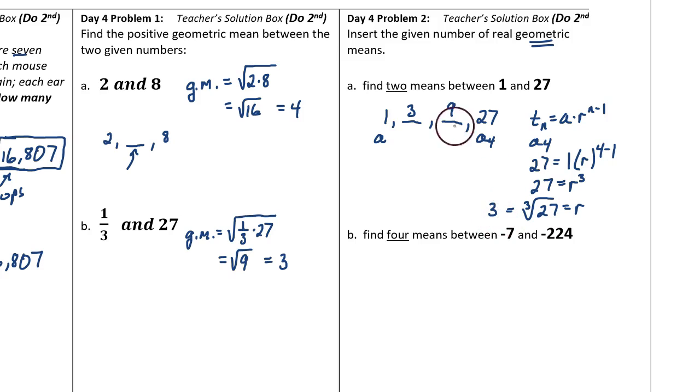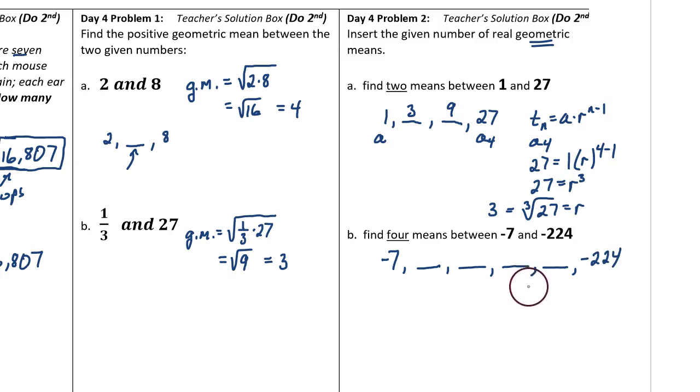Now you know what to times by. 1 times 3 makes 3. 3 times 3 makes 9. Okay, this next one we have negative 7, and then 4 unknown numbers, and then the next one is negative 224.